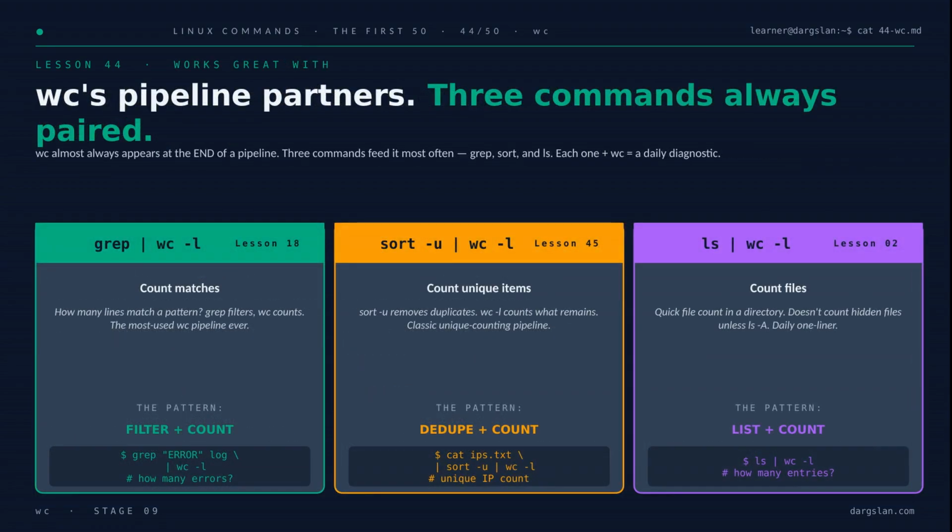With those traps out of the way, let's look at where wc really shines, at the end of a pipeline. Three partners come up again and again. grep plus wc -l answers, how many matches? Think counting errors in a log. sort -u plus wc -l answers, how many unique values? Perfect for counting distinct IP addresses. And ls piped into wc -l gives Mia a quick file count for any directory. Filter, dedupe, or list, then count. That's the pattern.